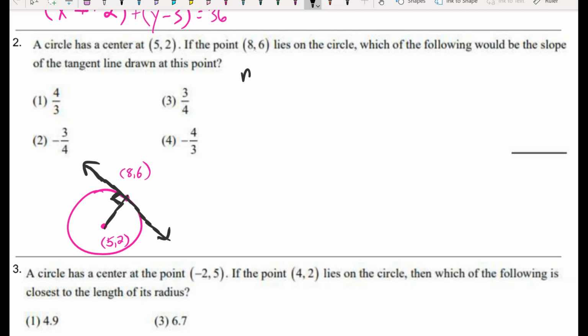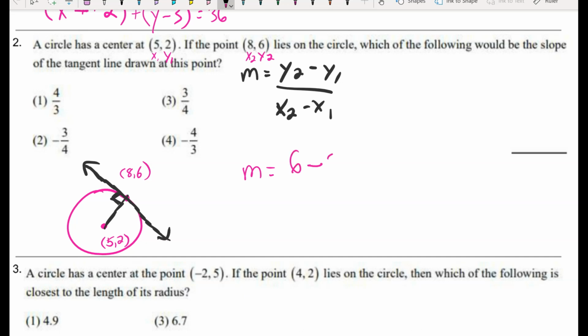So I'm going to start by finding the slope of the radius by plugging into the slope formula. That's y2 minus y1 over x2 minus x1. So I could label one of my points as x1, y1 and my other point as x2, y2. It doesn't matter which one you label as which as long as you're consistent. So y2 is 6 minus y1 is 2, divided by x2 minus x1. If I simplify this in the numerator, I get 4, and in the denominator, I get 3.